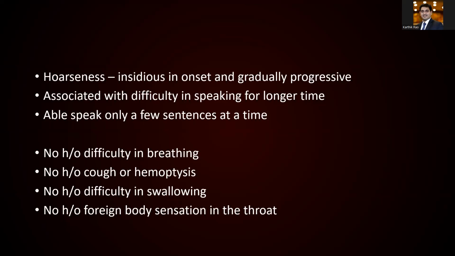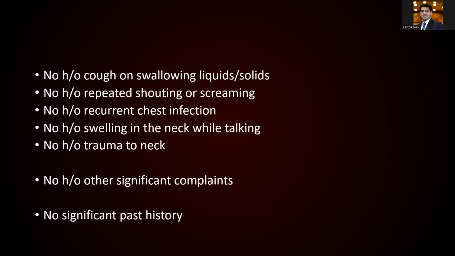No history of difficulty in swallowing. Supraglottic tumors or piriform fossa tumors infiltrating into the piriform sinus and post-cricoid region can lead to difficulty in swallowing. History of foreign body sensation in the throat is mainly because of irritation of the pharyngeal plexus and glossopharyngeal nerve. Patient tends to have irritation, and that is the reason the patient might present with foreign body sensation in the throat.